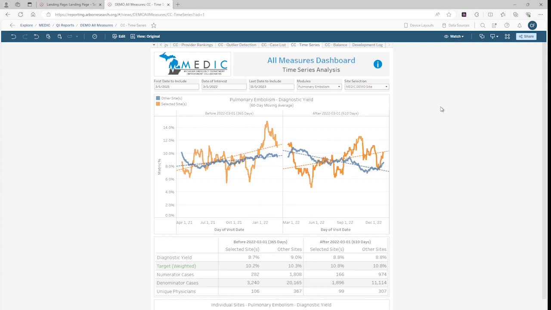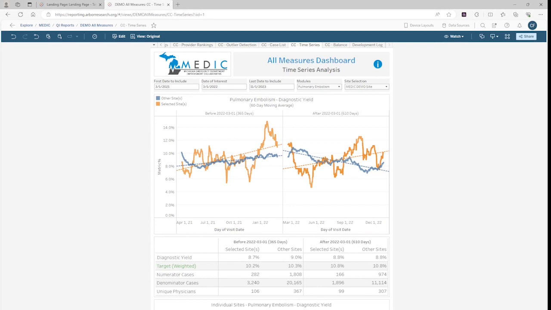This tab here is the time series tab, and what this particular tab allows you to do is see the rate of a particular metric that you've selected over time, and then split that time up into a before and after. And so here's where it kind of gets fun and allows you to develop some business insight from the data that we've collected for you over the years.